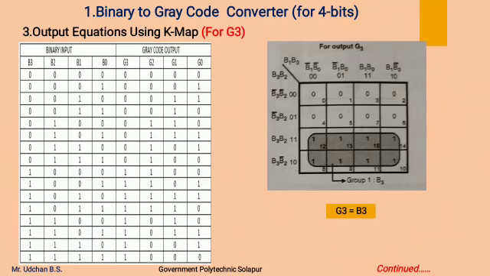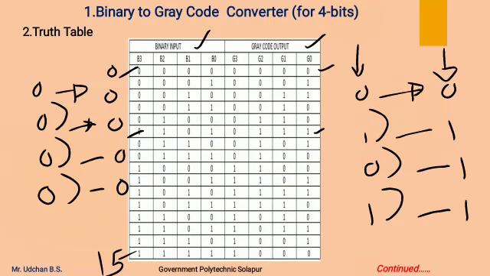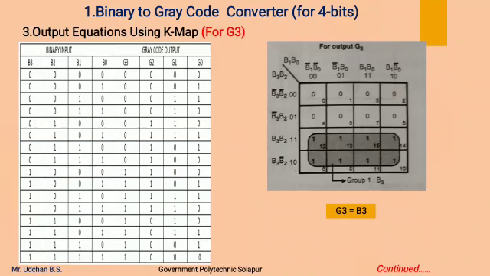After the completion of the truth table, we are going to find out the equations of output variables, from which we can draw the logic diagram. The output variables are G3, G2, G1, G0. So we will find all 4 equations of the output gray code. This is again the truth table, taken as it is. Now we are going to use a K-map for finding equations. First we will see how to find the equation of the G3 output variable.